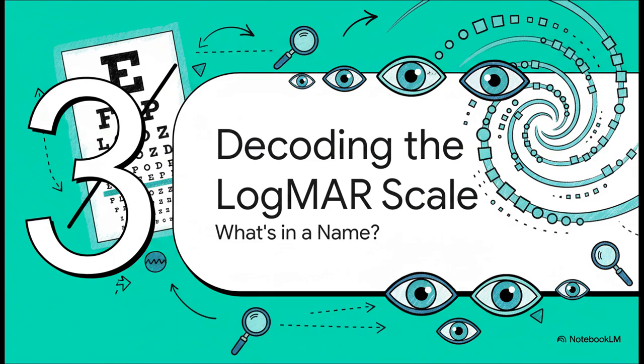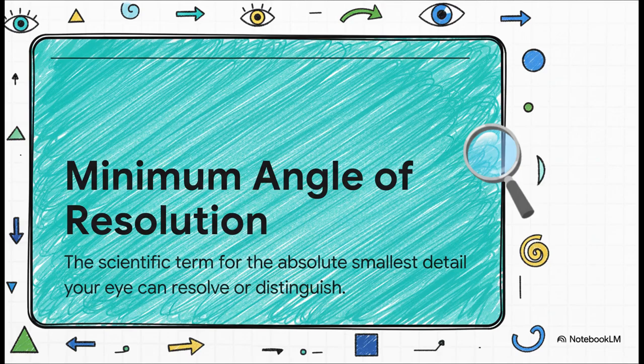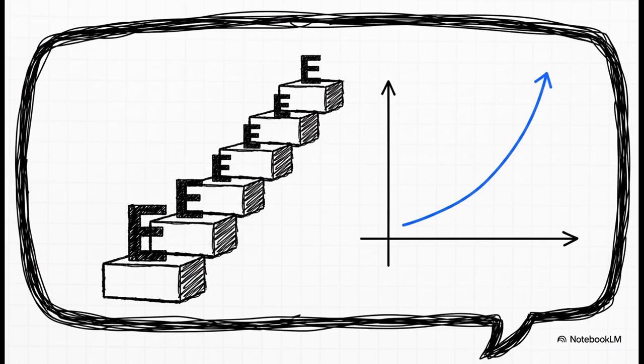Now, I know the name LogMAR can sound a little intimidating, but once we break it down, you'll see it's actually brilliantly descriptive. So let's decode it piece by piece. Let's start with the MAR. It stands for the minimum angle of resolution. It's the scientific term for the absolute smallest detail your eye is capable of resolving. You can almost think of it as the pixel size of your vision. A smaller MAR means sharper, clearer sight. Simple as that. The log part simply means we put that MAR value on a logarithmic scale.